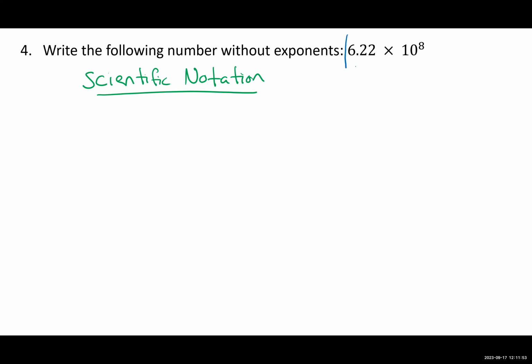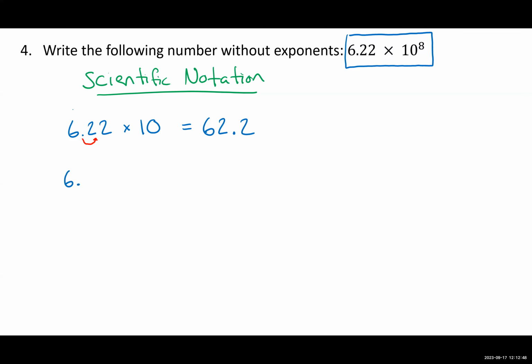This problem is already in scientific notation, the times 10 to the eighth power. Now, it's easy to multiply a number by 10 because our number system is a base 10 number system. Every place value is another power of 10. So multiplying a number by 10, let's say 6.22, that in essence moves the decimal point one place to the right, so the number gets bigger by one place value. 6.22 times 10 would be 62.2.